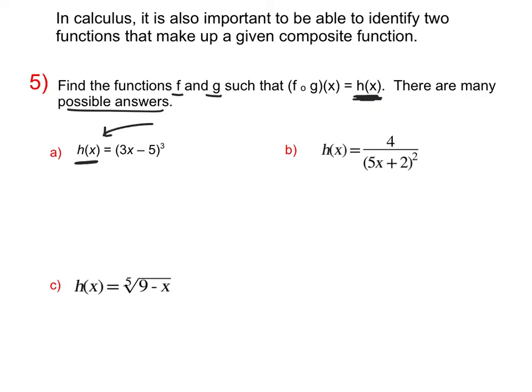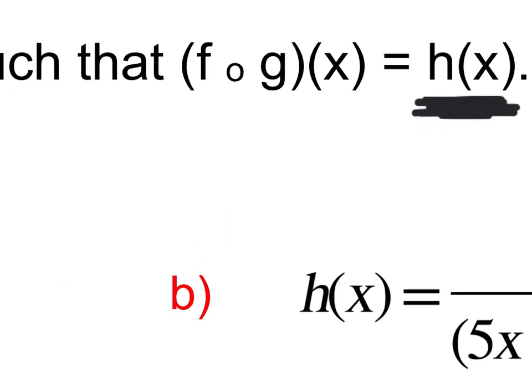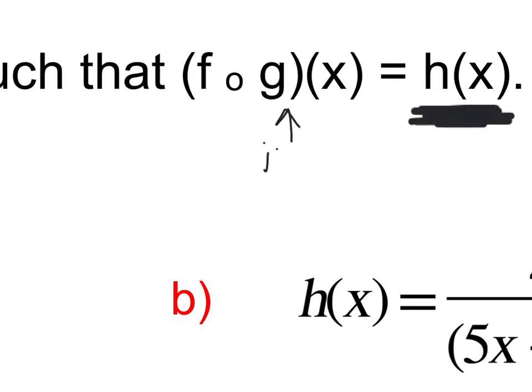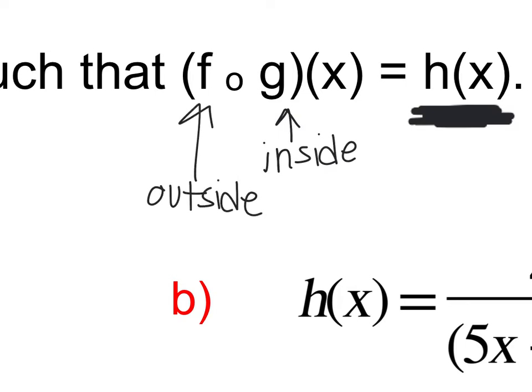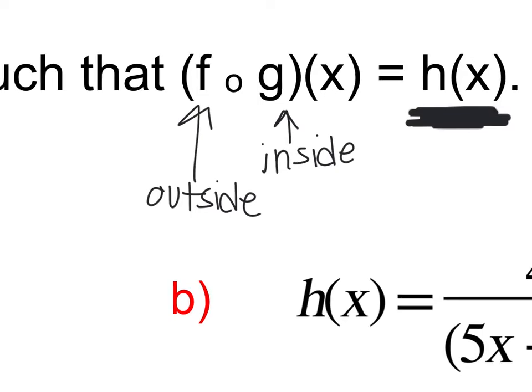What we're going to focus on is the inside function and the outside function. That's the easiest way to decipher these: think what's inside, that would be your g of x function, and then what's around that, what's on the outside of that, that's your f of x function. So let's go through these few examples.